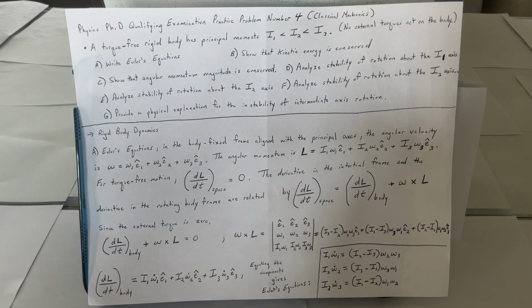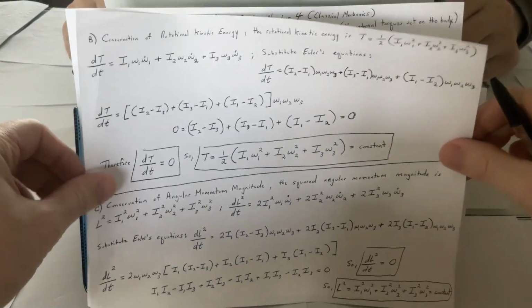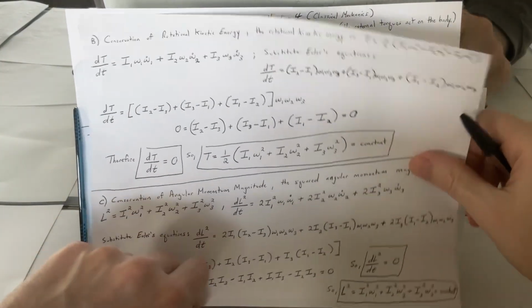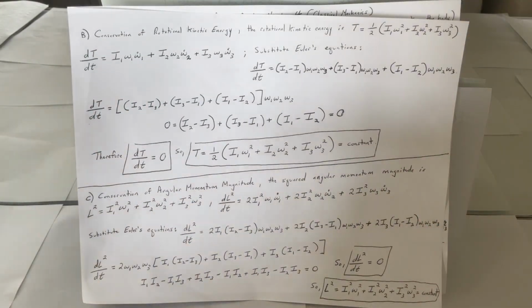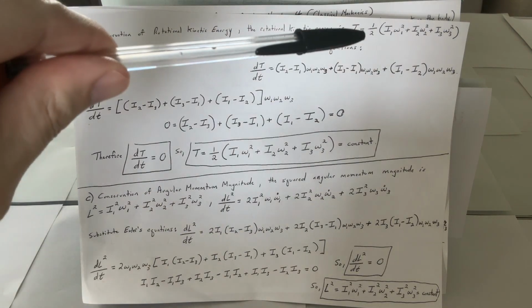Okay, and that is letter A. Moving along to letter B. Letter B, show that kinetic energy is conserved. Let's see if this holds. Conservation of rotational kinetic energy. The rotational kinetic energy is T equals that.